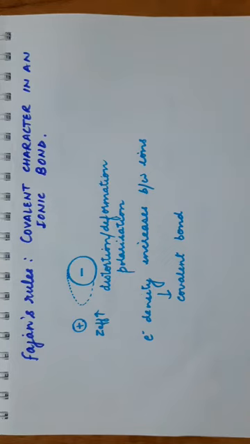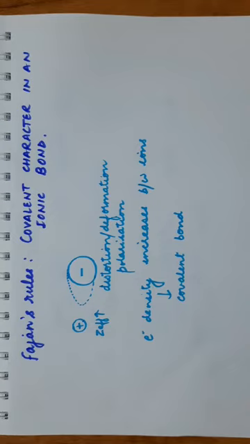Today we will learn about Fajan's rule. All of you have learned about ionic and covalent bonds. But no bond is 100% ionic or 100% covalent. Every covalent bond has some ionic character in it, and we can find the percentage of ionic character by using dipole moment. Similarly, every ionic bond has some covalent character in it, and this covalent character in an ionic bond is studied by using Fajan's rules.